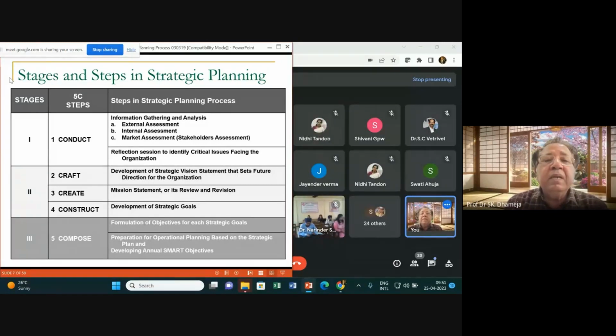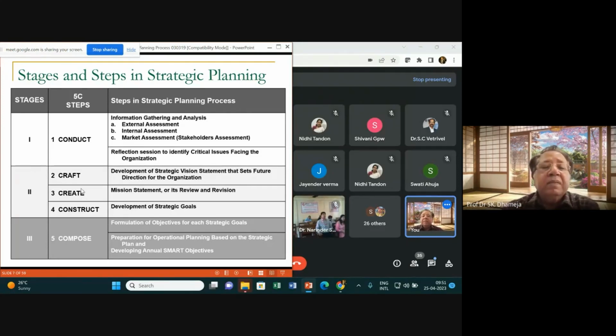External assessment, then the internal assessment, and then the market assessment, that is the stakeholders assessment. We'll discuss them in detail in the succeeding slides. Then a reflection session to identify the critical issues faced by the organization. So once you collect all this data, you will have a brainstorming session with all the internal people sitting over there. A reflection session on what the critical issues are, keeping in mind the external assessment, the internal assessment, and the stakeholders assessment. So 3 assessments: external, internal, and market. You will have a reflection session or a brainstorming session to identify the major critical issues which can affect your organization in the times to come.